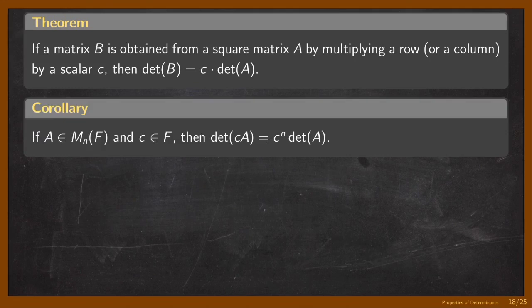As a corollary, if you multiply an entire matrix by c, because this matrix has n different rows, each row gets multiplied by c. So if you apply the theorem n times, once to each of the rows, then you have an extra factor of c to the n.